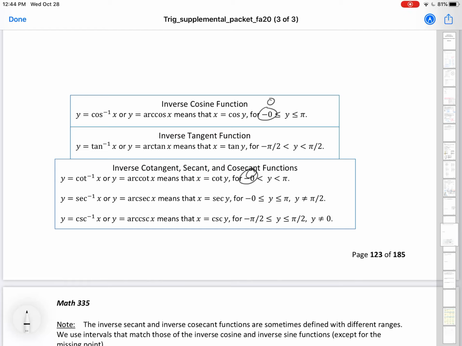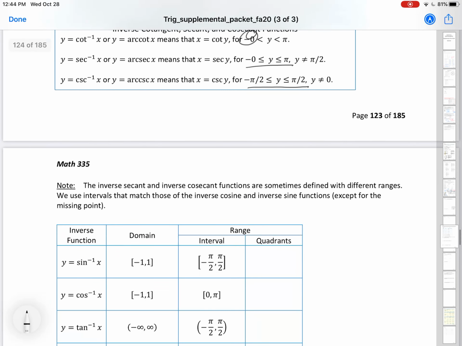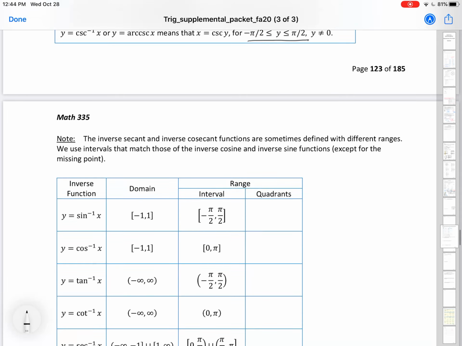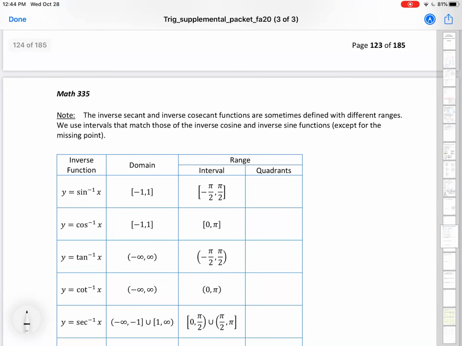Secant's 1 over cosine, so it's going to have the same restrictions as cosine. And cosecant's 1 over sine, so it's going to have the same restriction as sine. So there's some good things in here. The inverse secant and inverse cosecant functions are sometimes defined with different ranges. We use intervals that match those of the cosine and sine, except for the missing points. That'll happen.